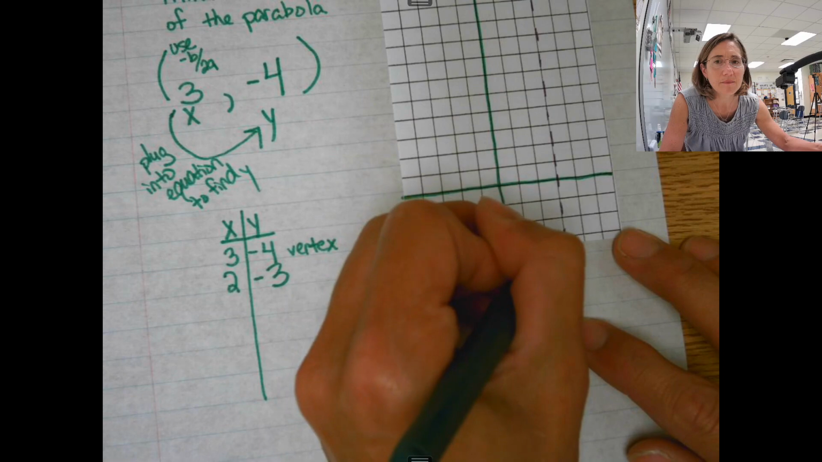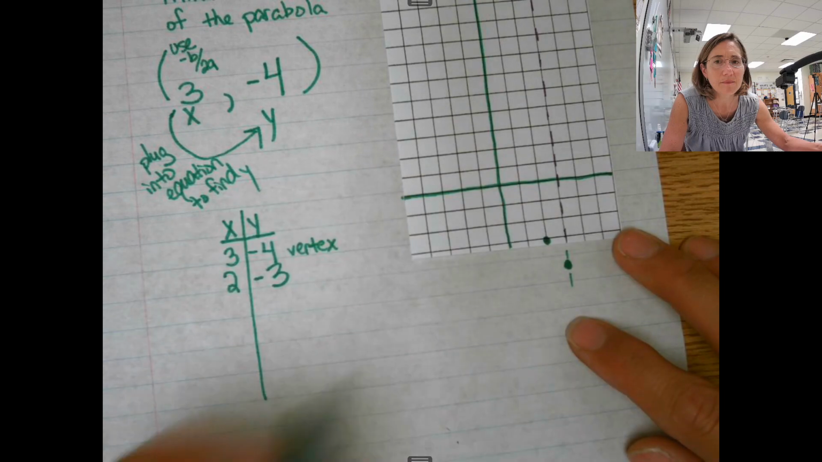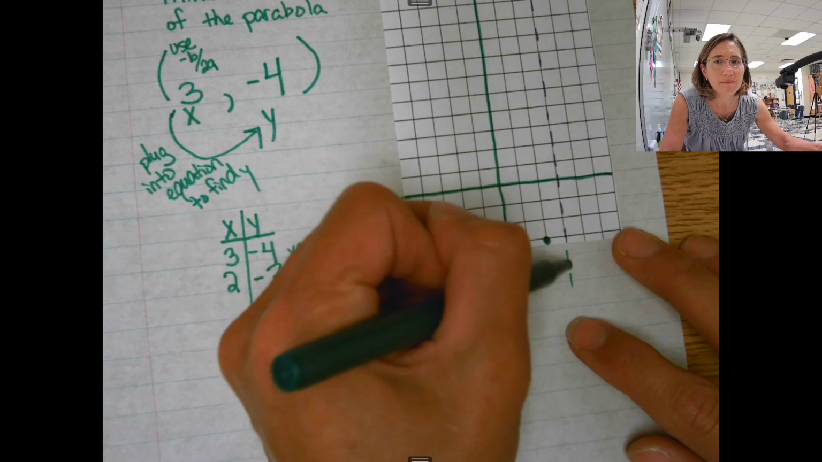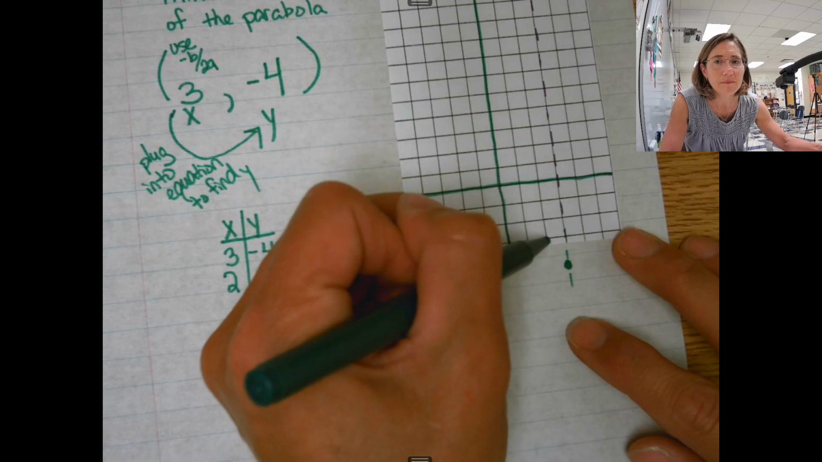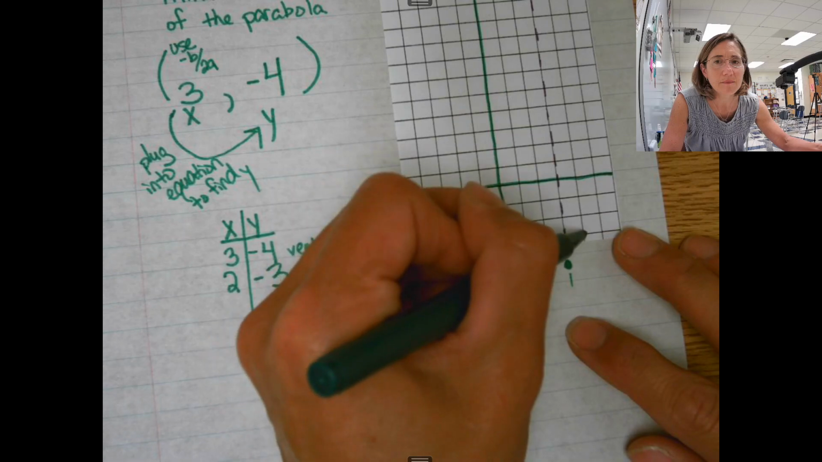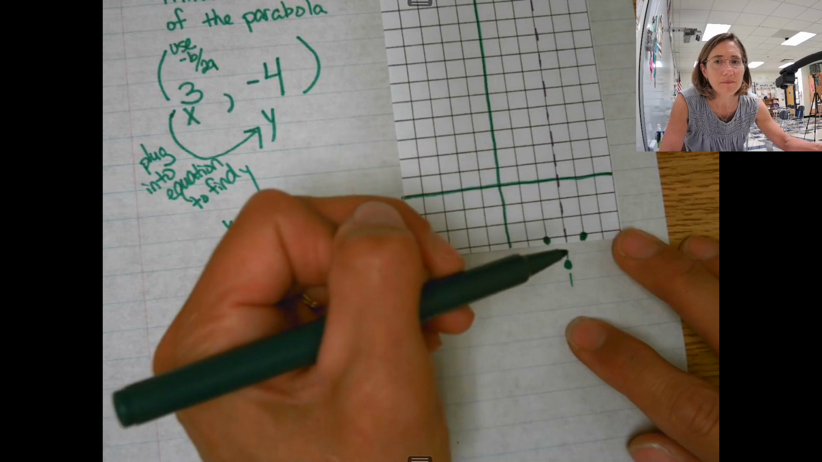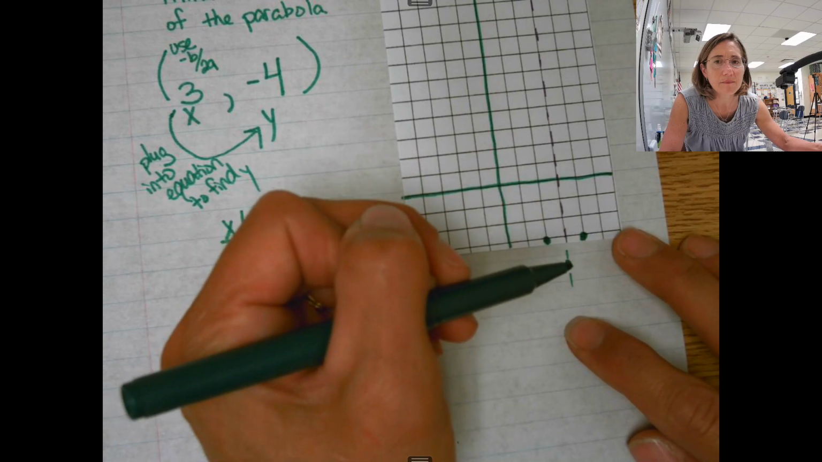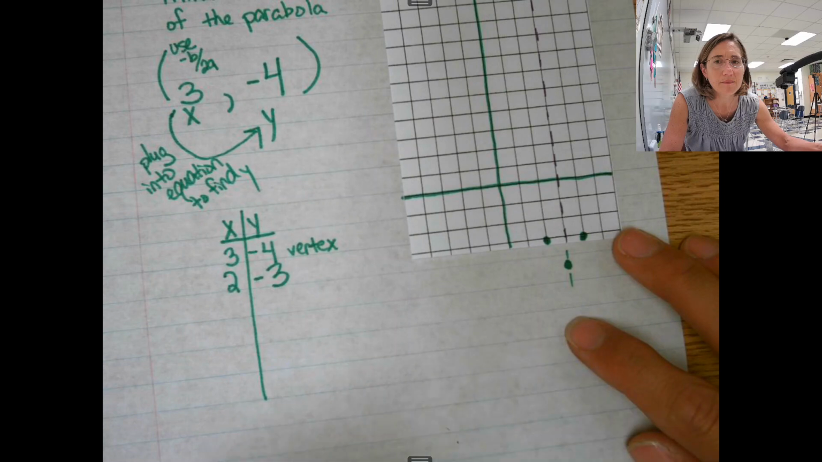Okay, so right here. Now here's where the symmetry idea comes in. If there's a point 1 step away from the line of symmetry on the left, I can mirror that on the right. I don't have to do more math to find it. I can just use the fact that it's going to be symmetric.